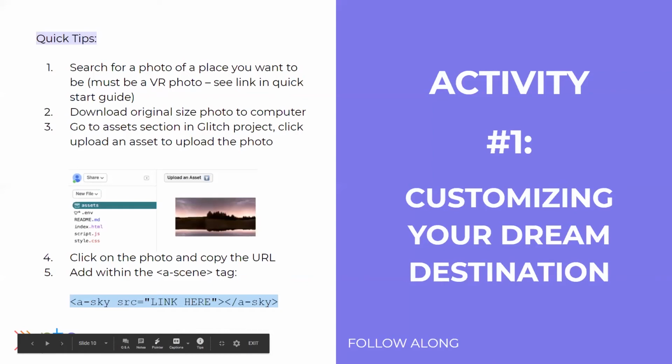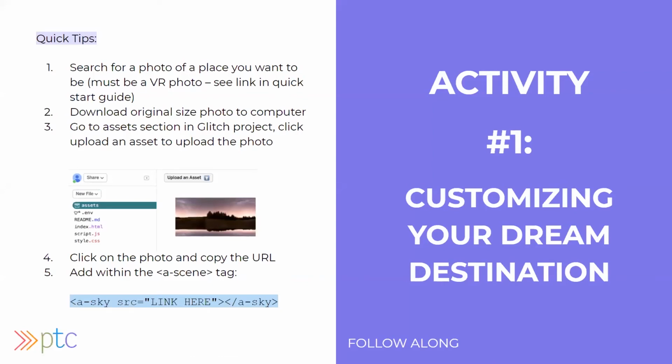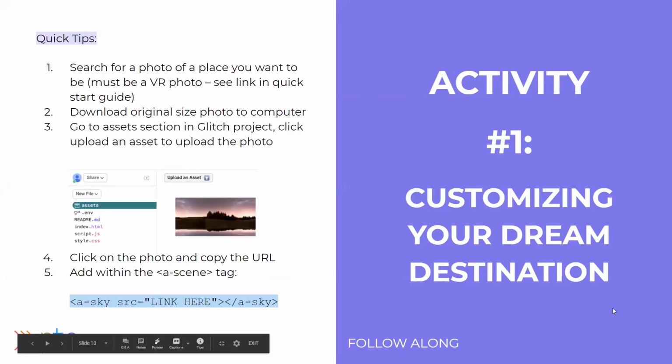So first thing that we want you guys to do is to find the city or the place that you want to be transported to. So you have to choose a 360 background of your choice from the Flickr photo album that we linked in the quick start guide, and make sure that the photo is a 360 photo. Otherwise, it will look wonky.